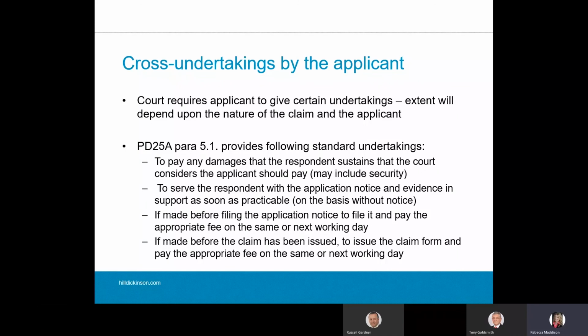Russell and I have actually had a case where the amount of the cross undertaking in damages was $100,000. And I've put up there Practice Direction 25A of the CPR, paragraph 5.1, which contains the sort of standard undertakings required.